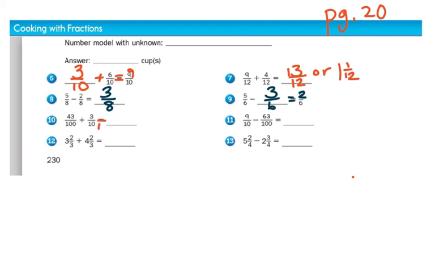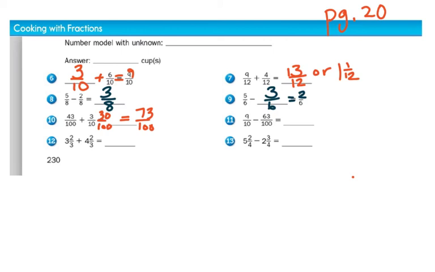Number 10, carefully look at the denominators. We need to change tenths to hundredths by multiplying the numerator and the denominator by 10. 3/10 is the same as 30 hundredths, and now I can add. 43 plus 30 is 73 hundredths.